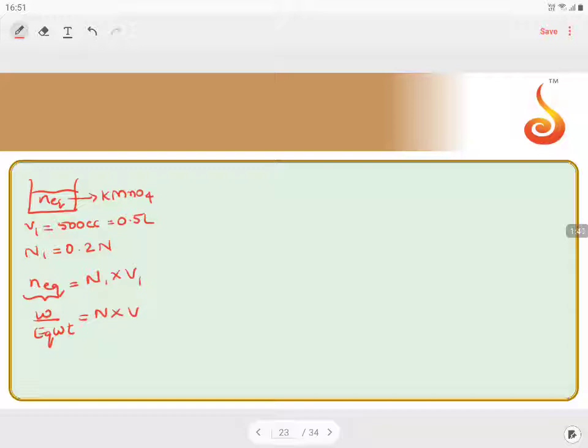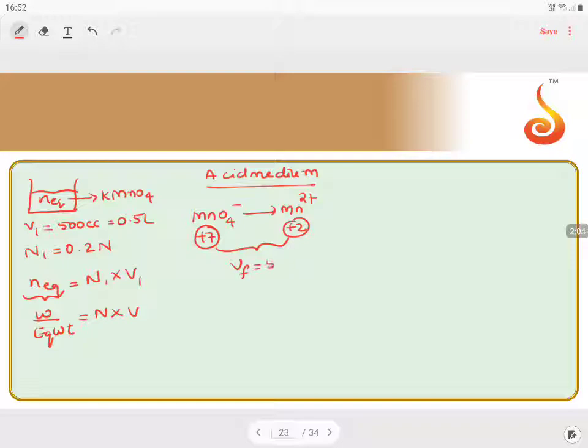So now first we need to know KMnO4 in acid medium. In acid medium, MnO4 minus changes to Mn2 plus. So it changes from +7 oxidation state to +2 oxidation state. The valency factor of this is equal to 5. So the valency factor is 5, and the equivalent mass is equal to molecular weight by 5, which is 158 by 5, that is 31.6. So this is going to be my first point.